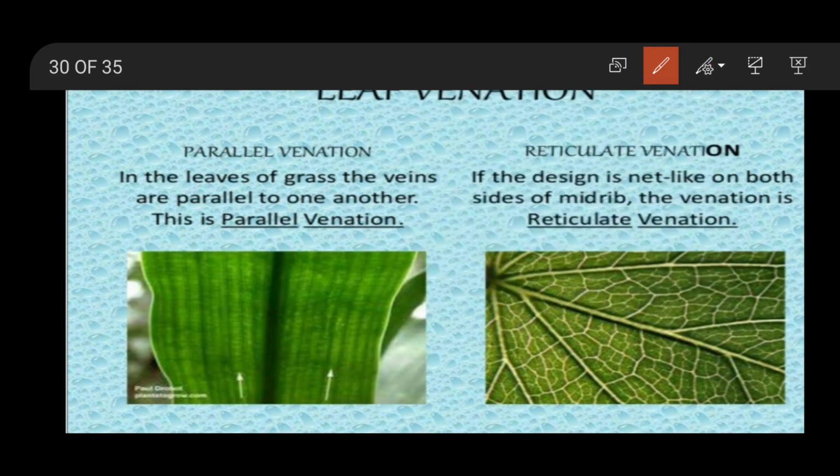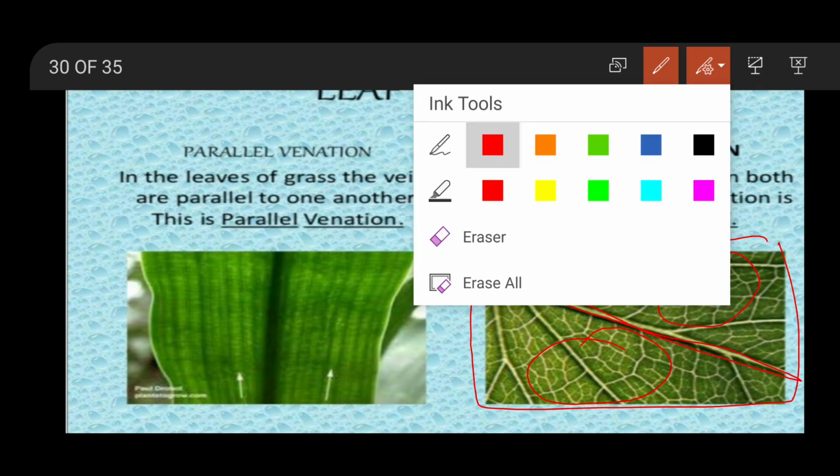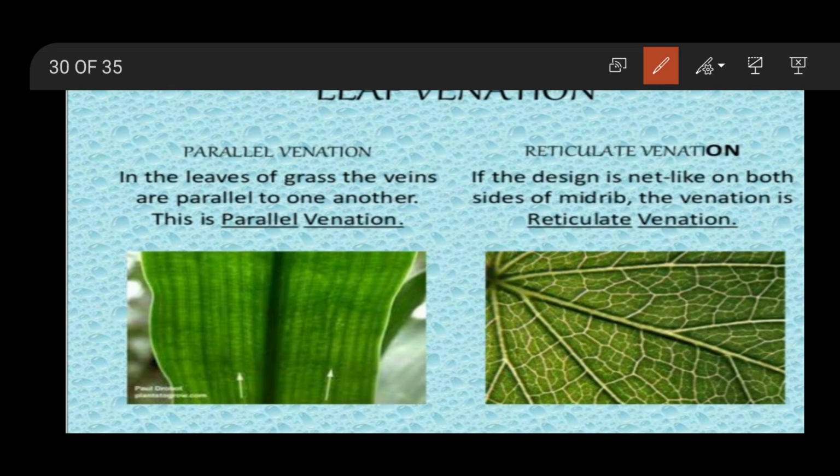In a similar way, when we look at this leaf, we see a network of veins on both sides of the midrib. Here you can see the network of the veins. Such a type of venation is called reticulate venation, and it can be seen in beans, peas, etc., meaning the dicotyledons having the taproot system. So this is the characteristic feature of a taproot plant or the dicotyledon plant. So this was all about leaf venation.